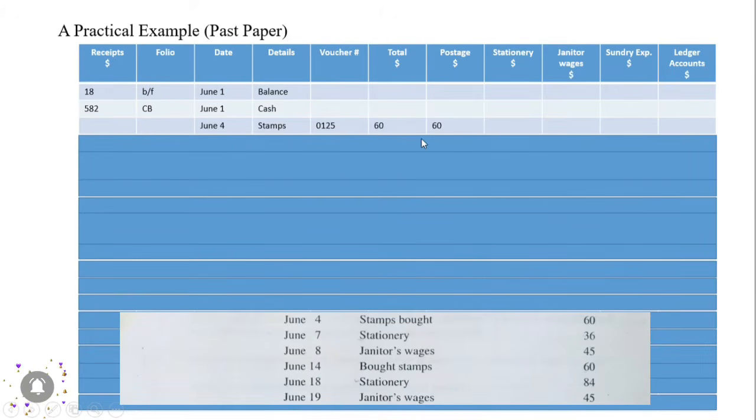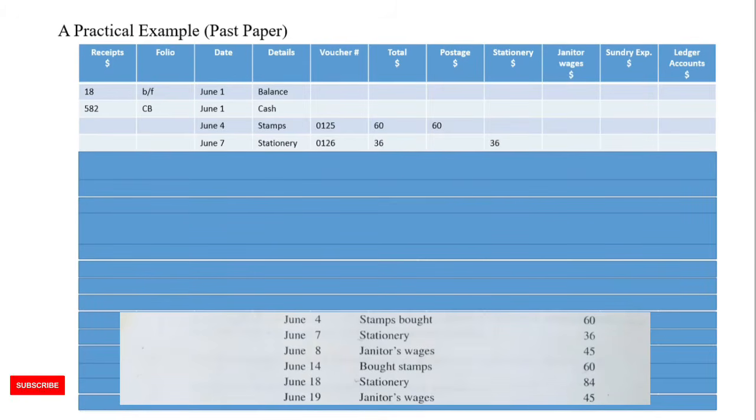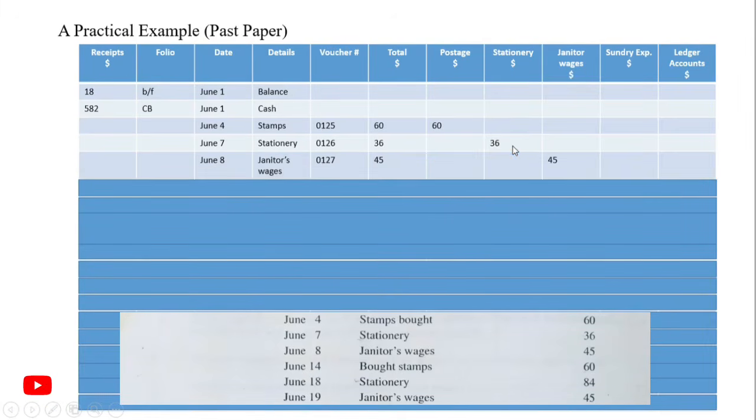So continuing, June 7, bought stationery for $36. Again, you record the date, the details, stationery, the voucher number, record the information under the totals column, and also you record the same amount under stationery. And then we move on to June 8th, janitor's wages. We pay janitor's wages, so we record the date, the details, the voucher number, record the amount under the totals column, and also under the analysis column for janitor's wages.